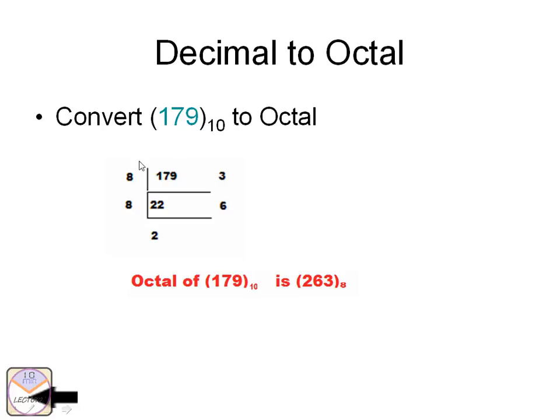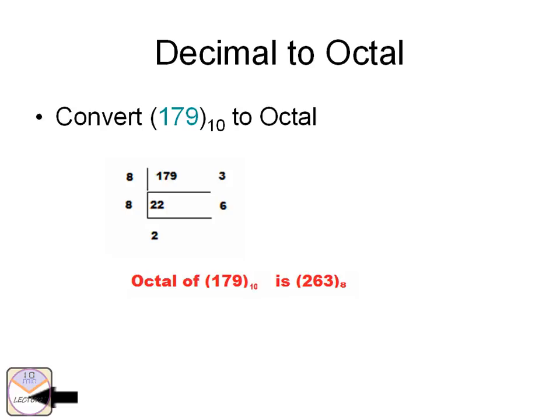The same method can be used for binary also, only difference will be that you will be factorizing the given number using 2. Okay, and whenever you divide any number using 2, the maximum remainder can be 1. So we'll be getting only zeros and ones in the binary number. You can practice that as well.